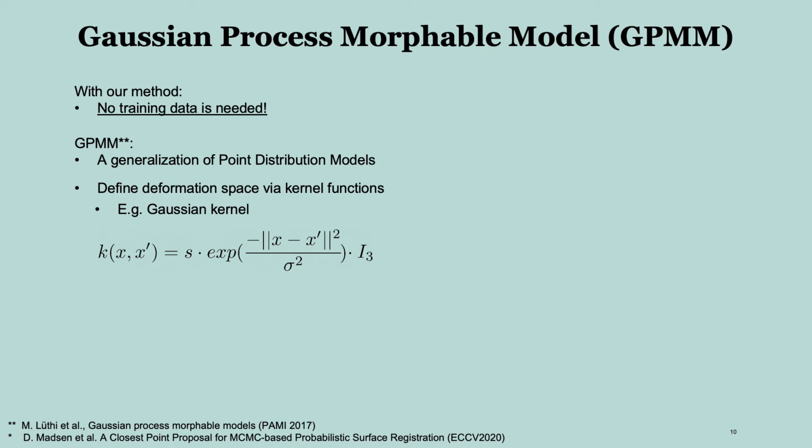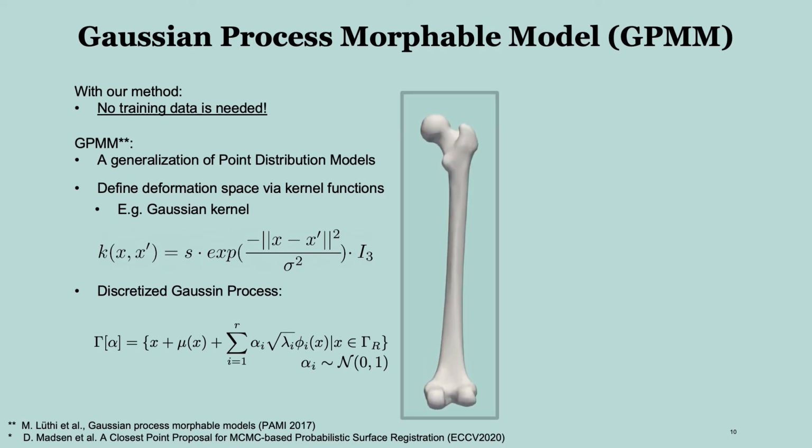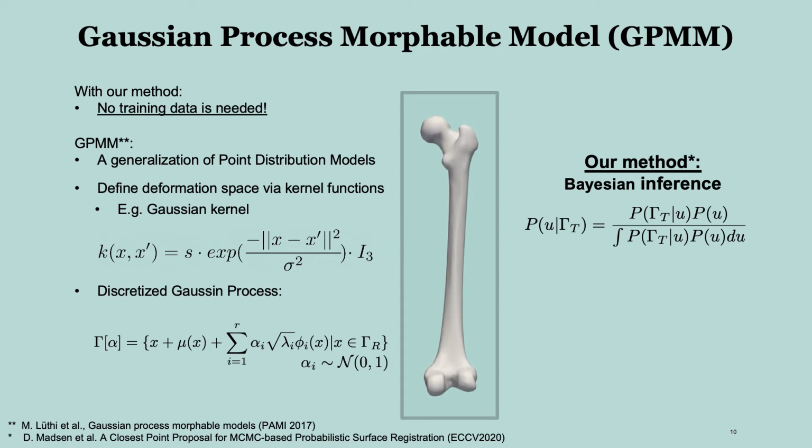So this here will give us a continuous Gaussian process model, which can then be discretized to obtain a parametric low-rank approximation. With this, we can easily express any surface by setting the alpha vectors, which follow a standard normal distribution. So now, instead of finding the posterior distribution of deformations U, we can instead estimate the posterior distribution of alpha parameters.